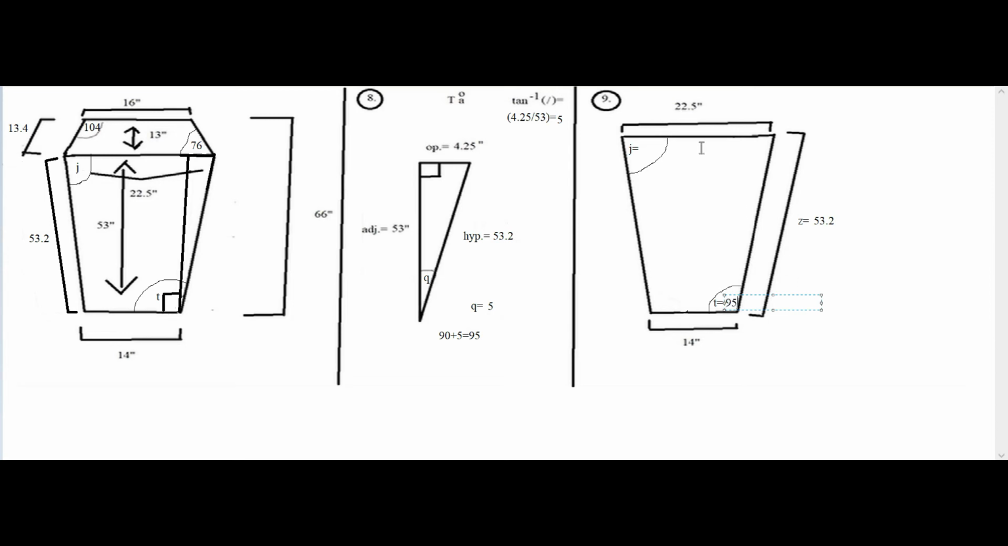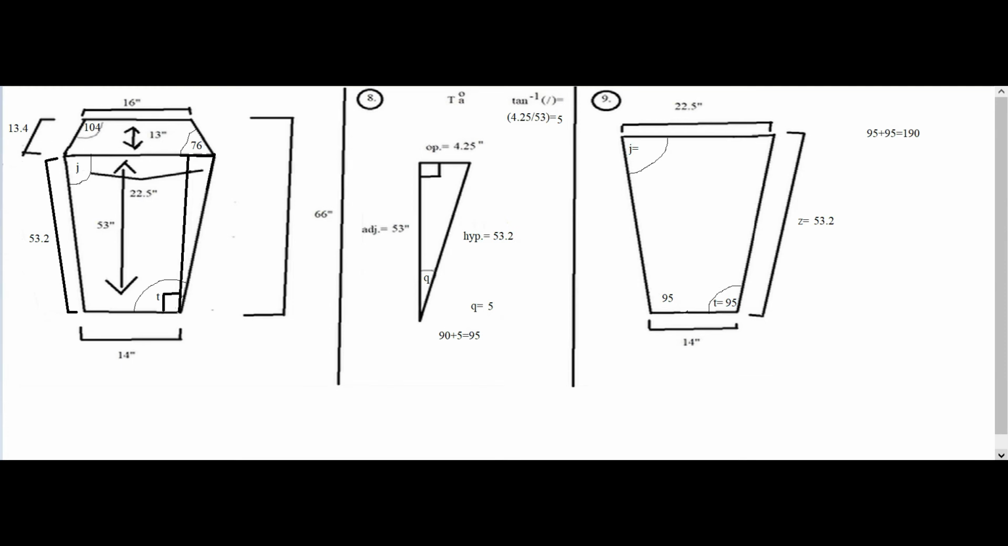So in step 9, we're going to be solving for J. In order to solve for J, we know that all these angles have to add up to 360, and this angle has to equal this angle. So this is also 95. And we're going to go ahead and add up 95 plus 95. And once you get that, that'll get you 190.